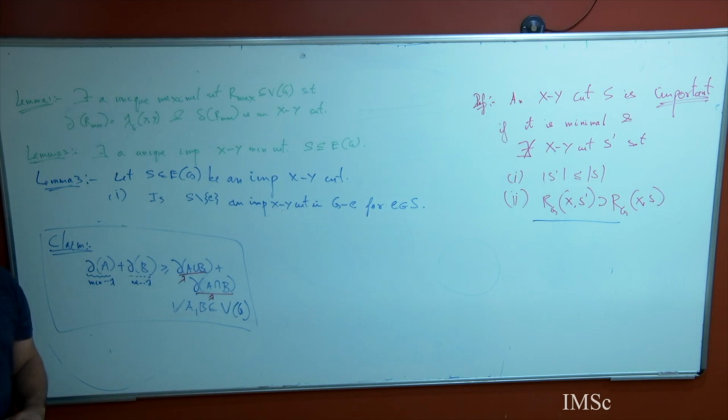Is this true? Is this clear? You removed an edge and you did not suddenly create a path from X to Y that is disjoint from S minus E. Very good. But what about importance? Could we have lost that by deleting an edge in S?